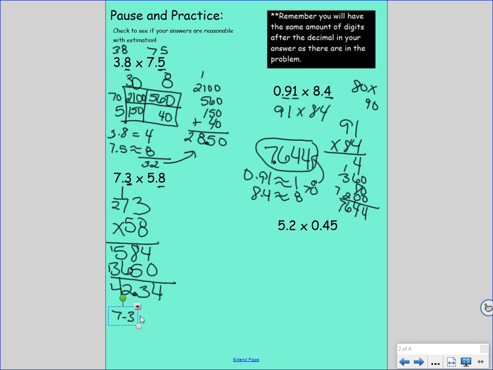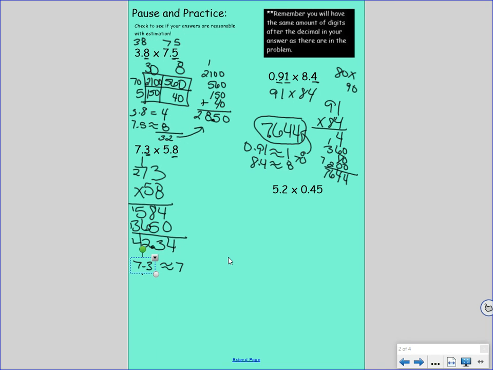7 and 3 tenths is about 7. 5, oh, it's not letting me write. Gotta extend it. It's getting kind of small. Here we go. 5 and 8 tenths is pretty close to 6. And together, these would be 42, which look at that. My answer is super close to 42, so it makes sense.